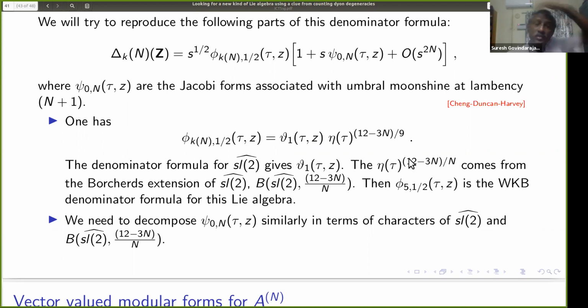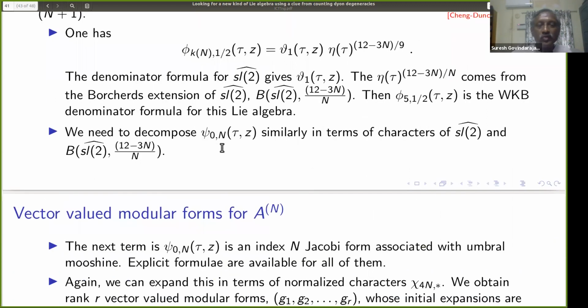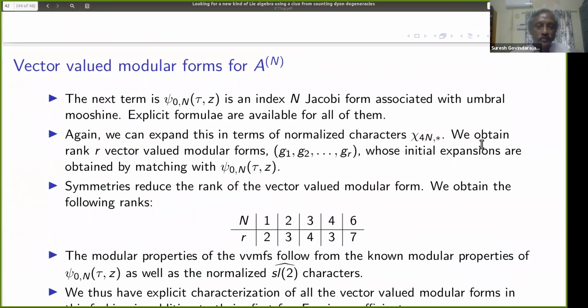So the imaginary root we are adding is fermionic in this case. So be it. But again, that fits in with it being a Lie superalgebra, not a Lie algebra. That's technical. I have hidden the super part of the story out here. So again, we need to decompose the psi 0 n similarly in terms of characters of SL2 hat and B SL2 hat, but now with a different extension.